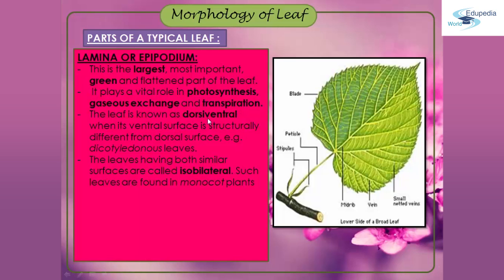The leaf is also known as dorsiventral when its ventral side is structurally different from the dorsal side. Okay, for example, dicotyledonous leaves. The leaves having both similar surfaces are called isobilateral. Iso means same. Okay. And such leaves are found in monocot plants. So in monocot plants, isobilateral leaves are found, and in dicotyledonous plants, dorsiventral leaves are found. Okay.